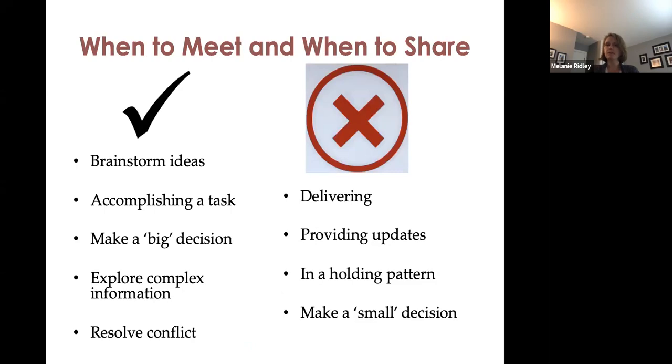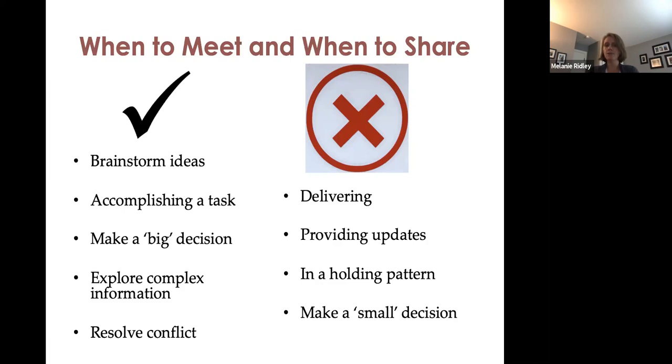Meetings aren't always the right vehicle for sharing information with our team. And I think that's an important point too, that sometimes it's okay not to meet. Sometimes the way to share information may be through another tool. So when you need to meet as a team might be to brainstorm ideas. That's something really done together in person, or through maybe video connection if in person's not possible.